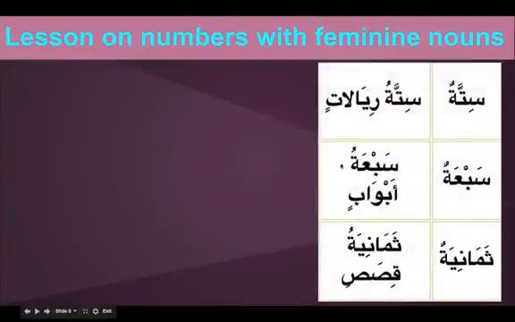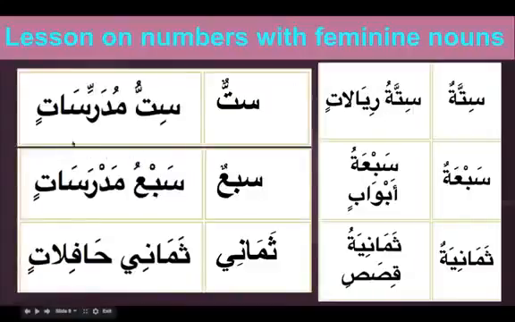So this is masculine nouns with feminine numbers again. Sittam, sab'u, thamaniyu. And here we got feminine nouns. Sit'u mudarrisatin, sab'u madrasatin, thamaniya. So this is 8.